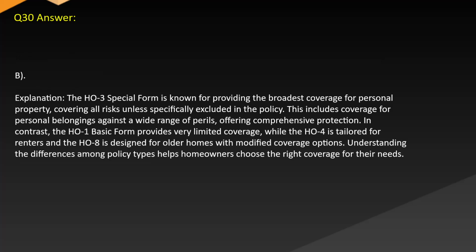Answer B. Explanation. The HO3 special form is known for providing the broadest coverage for personal property, covering all risks unless specifically excluded in the policy. This includes coverage for personal belongings against a wide range of perils, offering comprehensive protection. In contrast, the HO1 basic form provides very limited coverage, while the HO4 is tailored for renters and the HO8 is designed for older homes with modified coverage options. Understanding the differences among policy types helps homeowners choose the right coverage for their needs.